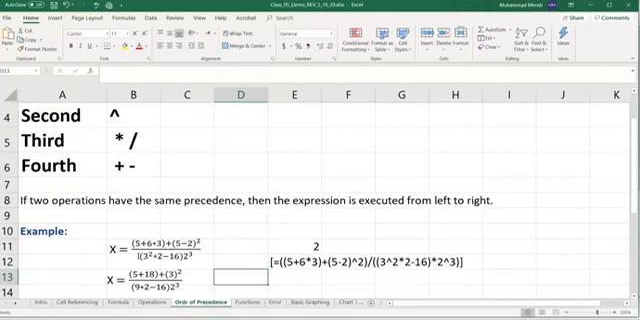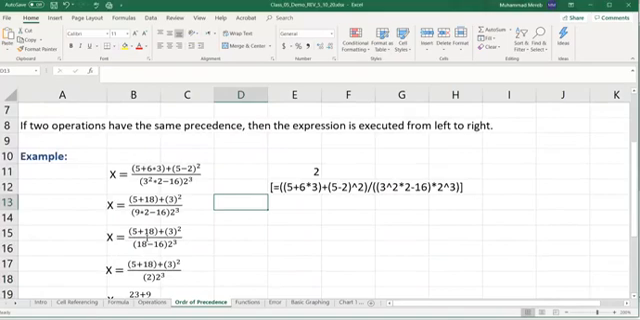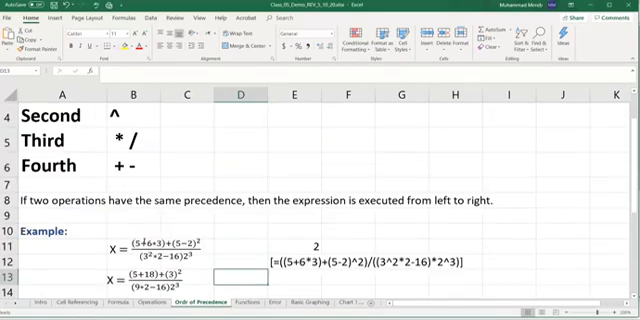Let's look at this example. I just put in a formula here, and you need to know which part will be processed first. We said the parentheses will happen first, so whatever is inside the parentheses happens first. Inside the parentheses, we have the plus sign and the multiplication, so the multiplication should happen first. This is the first thing we need to do inside the parentheses: 6 times 3.